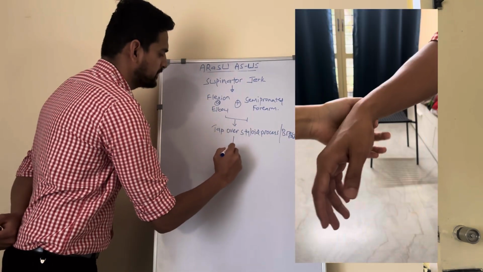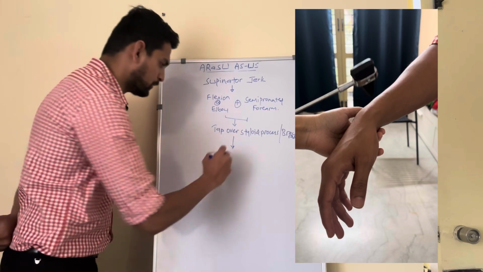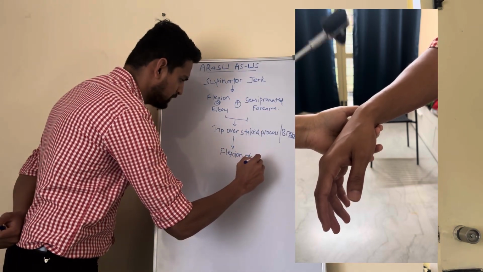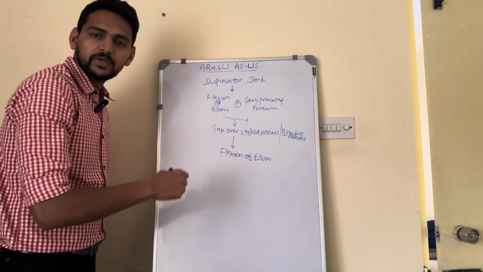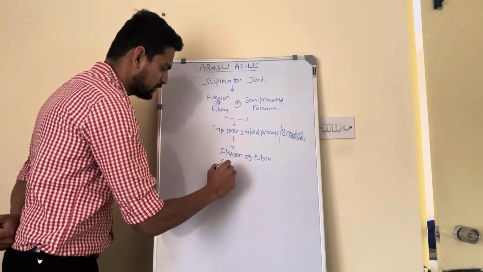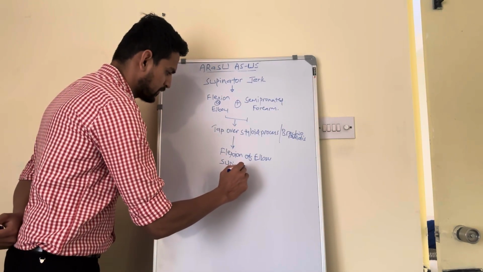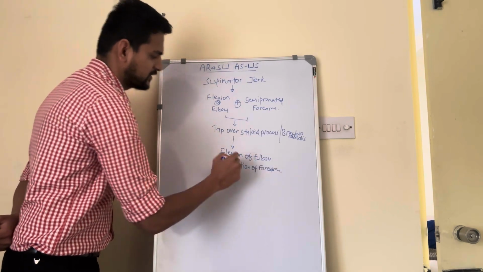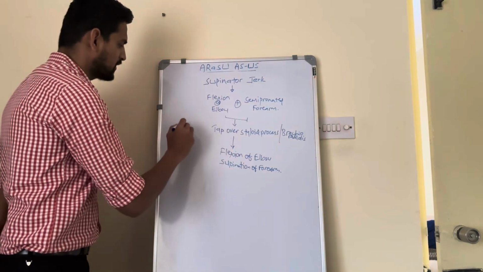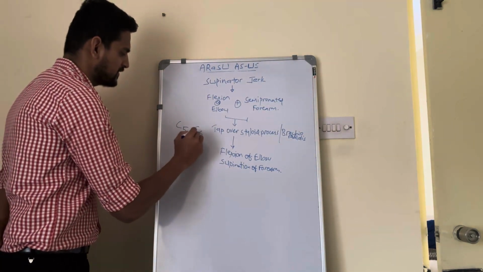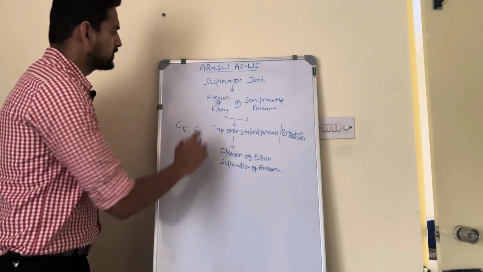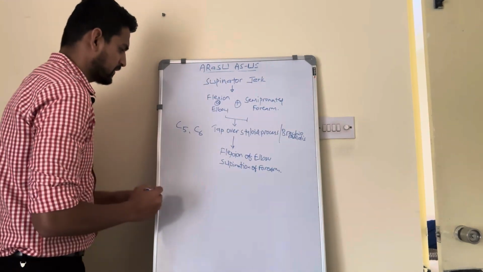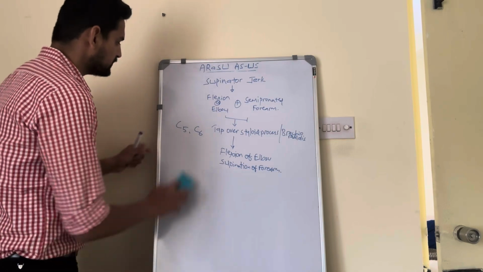So what will be the result? There will be evident flexion of the elbow. Commonly we see flexion of the elbow, and sometimes we can even see supination of the forearm. So this will be the reflex, and the root value is C5, C6. So this is the normal thing about supinator jerk. But in case of inverse supinator jerk, we will see that now.